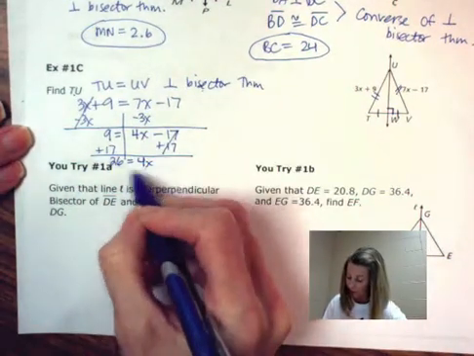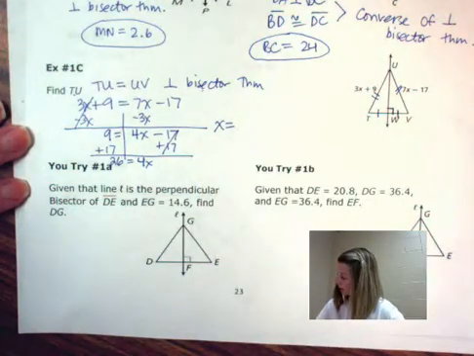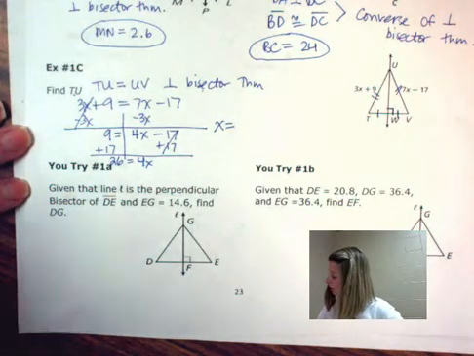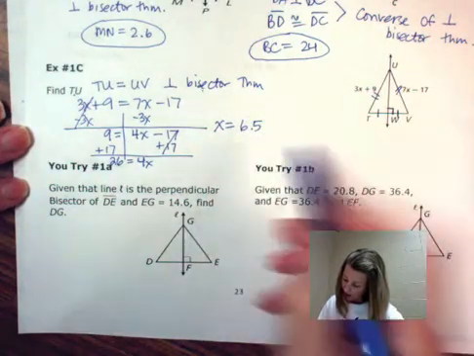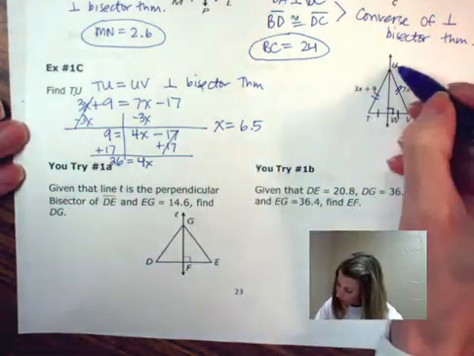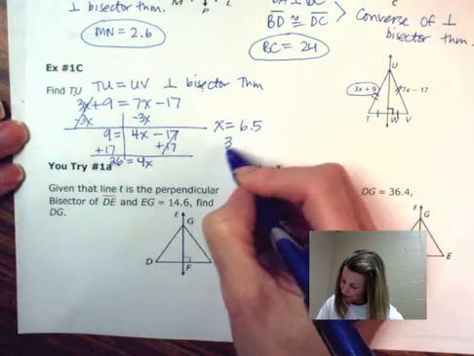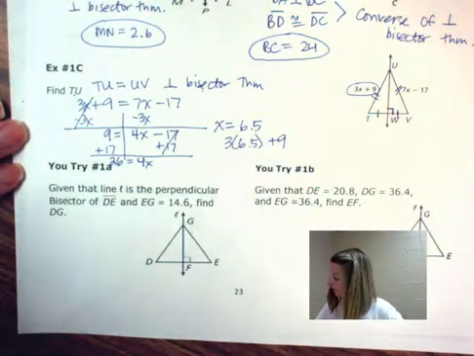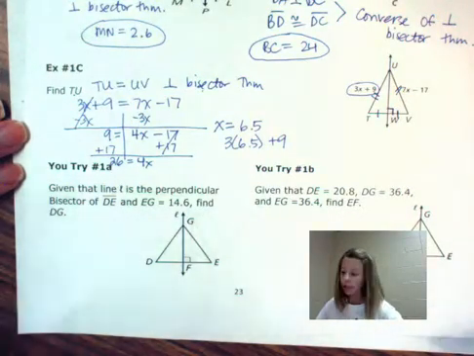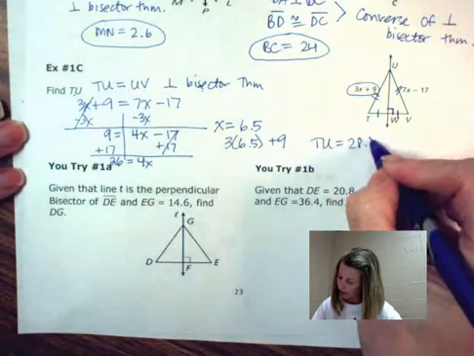And so when I divide off my 26, I'm going to get a decimal. So let me see, what is that going to be? 26 divided by 4 is 6.5. And I need the length of TU. So TU is 3x plus 9. So I need to plug that in. So 3 times 6.5 plus 9, I get 28.5. So TU is equal to 28.5.